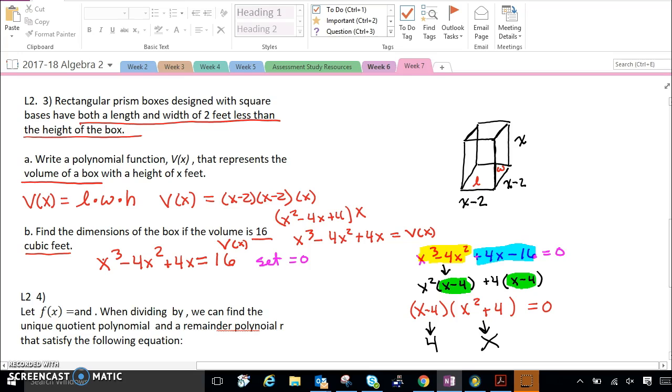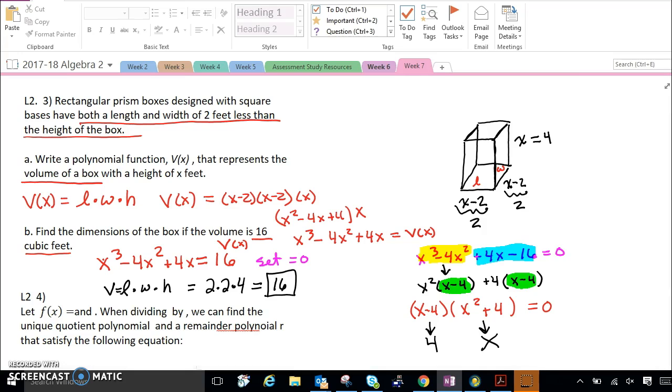So we've been asked for the dimensions of the box. Well, if x minus 4 equals 0, then x is 4. And that means both of these sides would be 2 and 2. And so if we check our volume, we're going to have length times width times height. 2 by 2 by 4 does in fact give us 16. So those are all the correct dimensions: 4 for a height, and each base is 2.